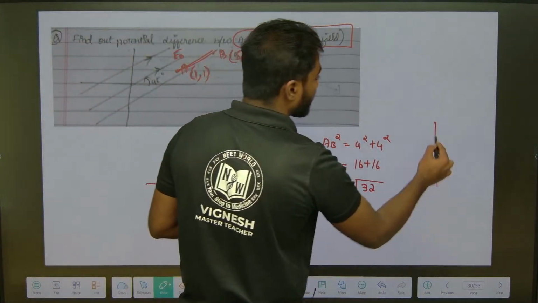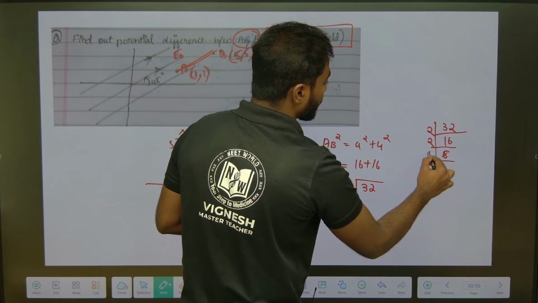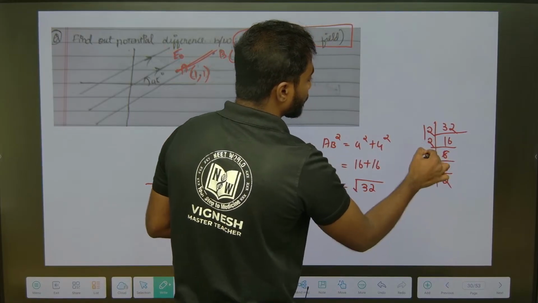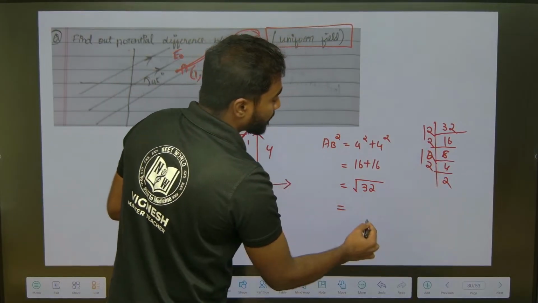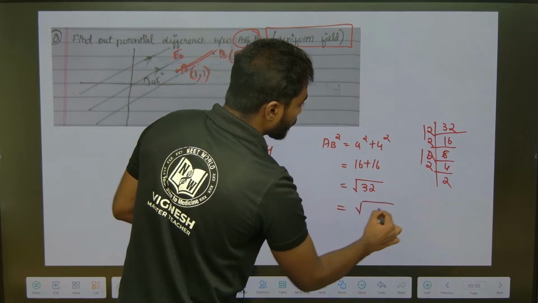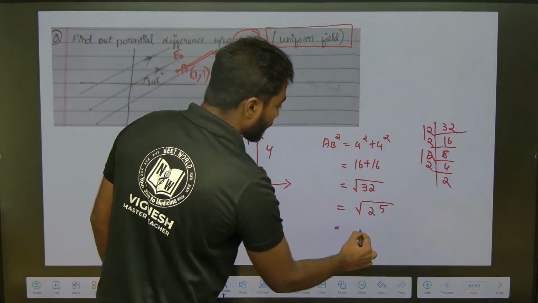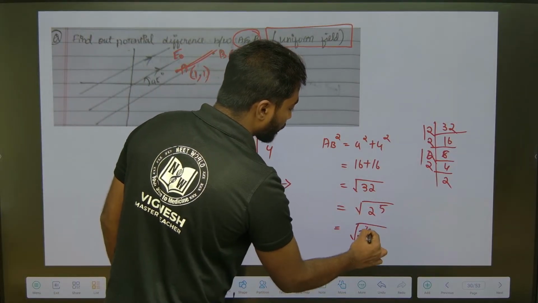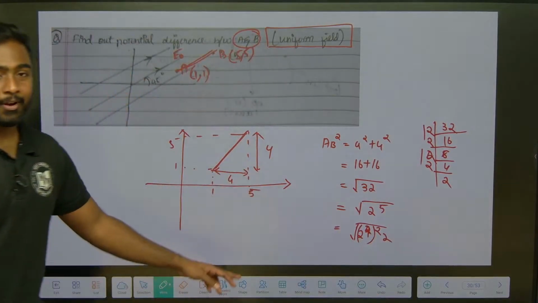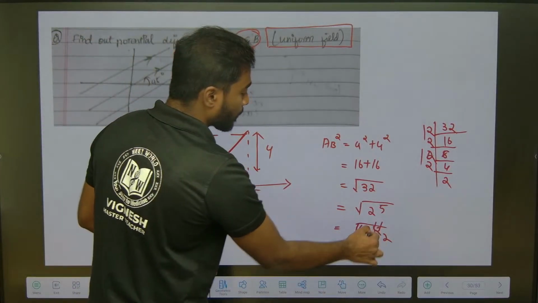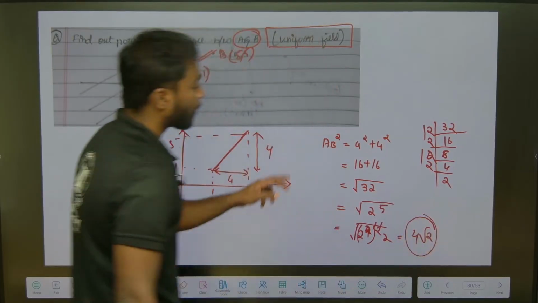Taking the LCM point of view, 32 is 16 times 2, and 16 is 4 times 4, so it is root over 2 power 5, which we can take as root over 2 square power 2 into 2. The root and the squares cancel, so finally we get 4 root 2 as the value of AB.